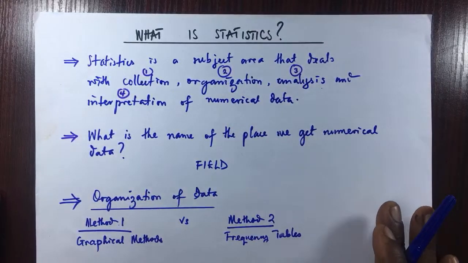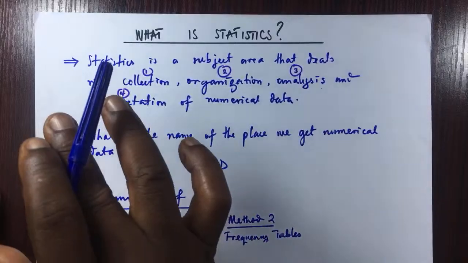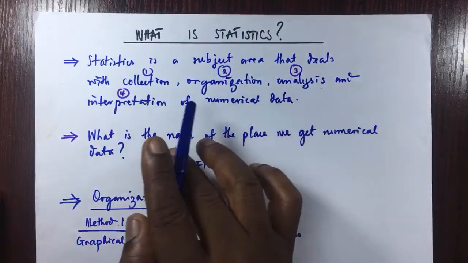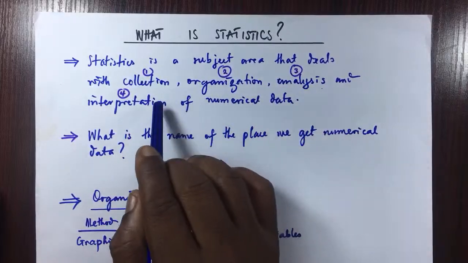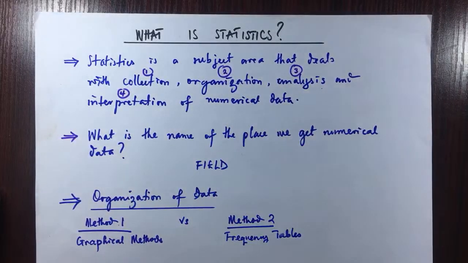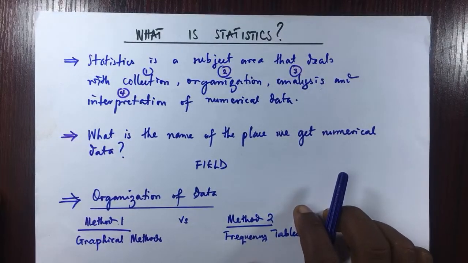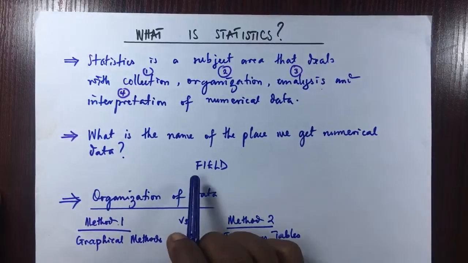So what I'm saying in essence is that statistics, apart from being a branch or a subject area, is a subject area that deals with collection, organization, analysis, and interpretation of numerical data, and as such, you have been practicing such. Now, where do we get the numerical data we use in statistics? We get it from a place called the field.